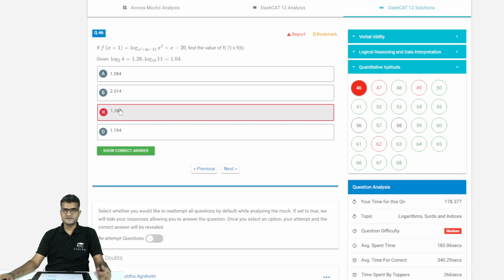If you're looking at the questions that I got wrong, this was the first question. It involved a lot of calculations, but I used the value of log 3 and log 2. I knew those values, so I was able to solve it. But while solving, I made a silly mistake because of which I got this question wrong.